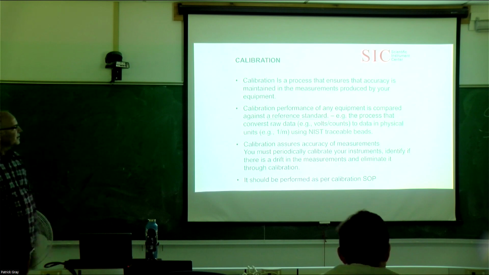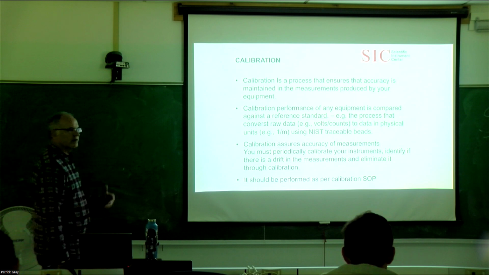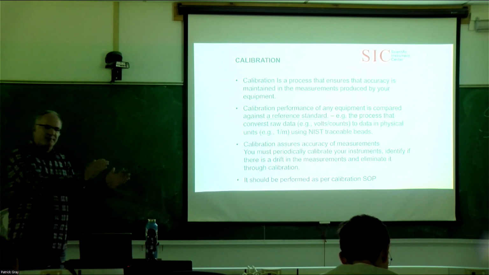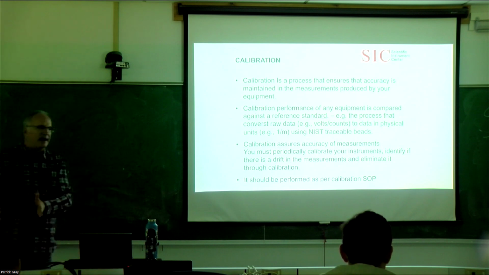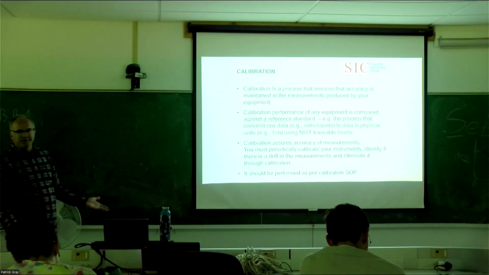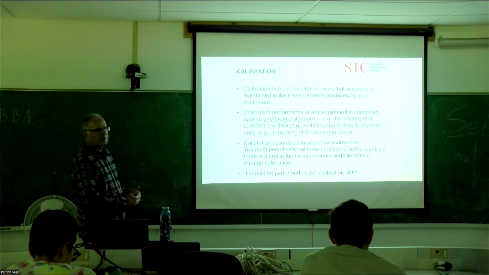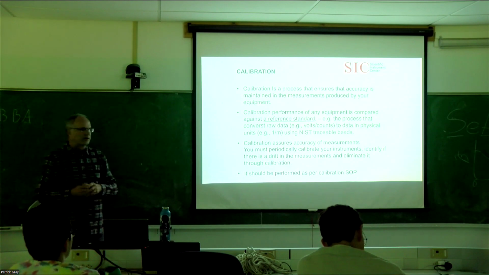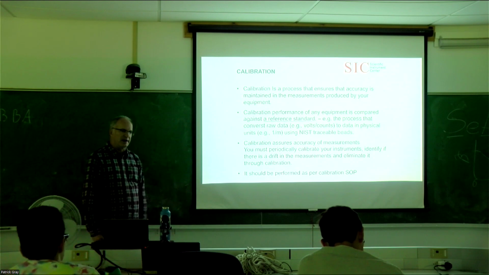Okay, so calibration is the process that ensures that accuracy is maintained in the measurements produced by your equipment. So basically, it is trying to make sure that the measurement you want is made very accurate. So calibration performance of any equipment is compared against a reference standard, some sort of standard. We always have to make a measurement and trying to characterize like a visual response function of your instrument against some standard.